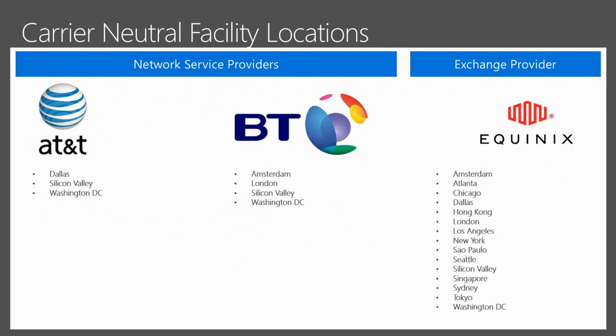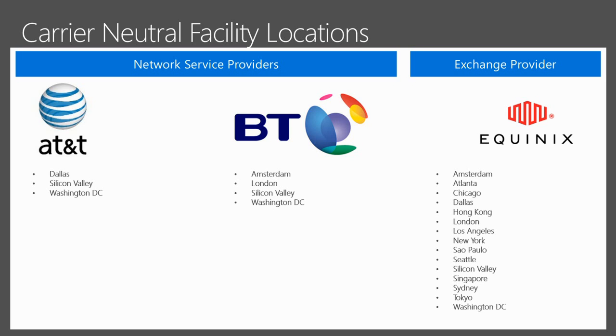So we have the network service providers here and the exchange providers. This shows the cities where each of these companies has availability. The cities where they have availability is really talking about the city where they have a connection into the Microsoft network. If you think about that global network that Microsoft has, these are the places where these telcos have a cable that connects into a router which Microsoft owns. For AT&T, they have Dallas, Silicon Valley, and Washington, D.C. That'll be their launch locations.